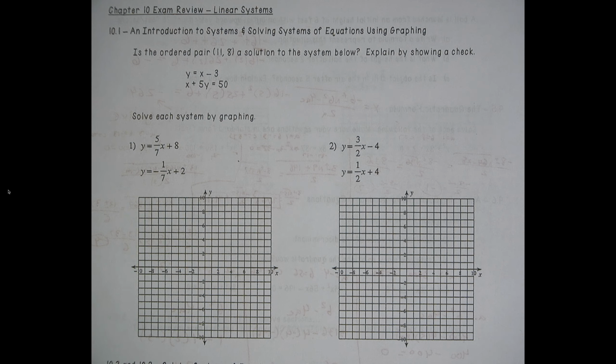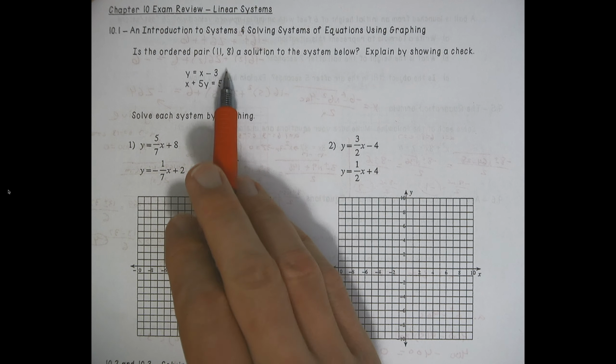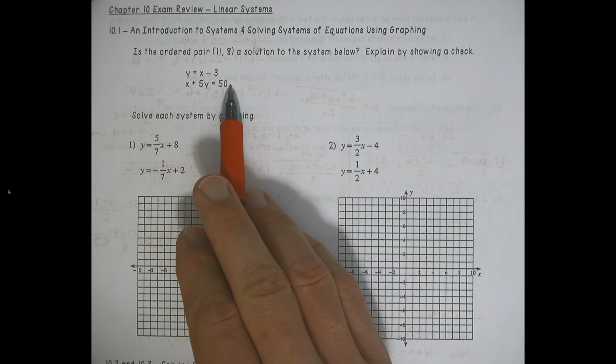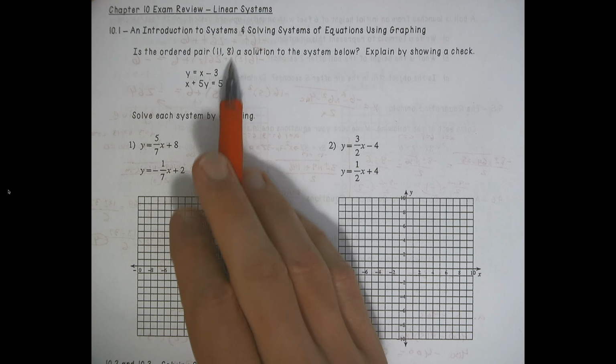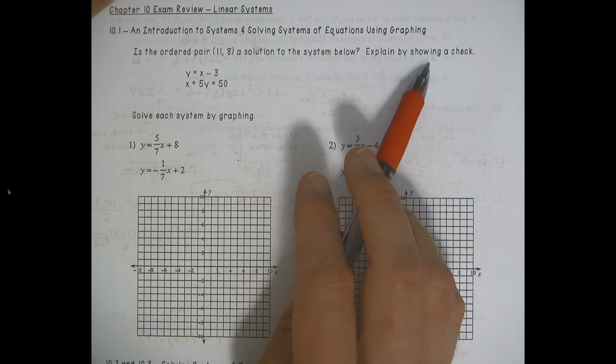So in 10.1, just getting started and looking at what does a solution do? What is it? What does it look like? What's so important about it? So is the ordered pair (11, 8) a solution to the system below? System being two equations. So does it work for both equations? We're going to explain by showing a check.